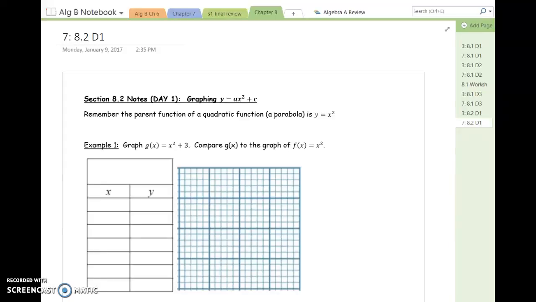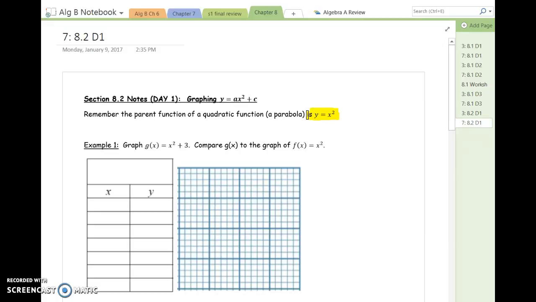Remember that the parent function of a parabola is y equals x squared. Notice there's no number in front of the x squared and there's no number after the x squared. So the parent function is just plain old ordinary 1x squared. Yesterday we talked about what happened when we put a number in front of the x squared.